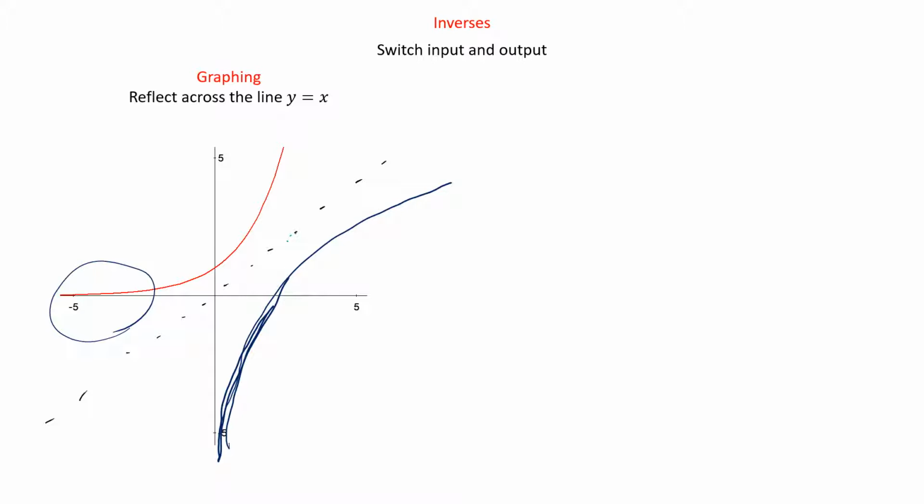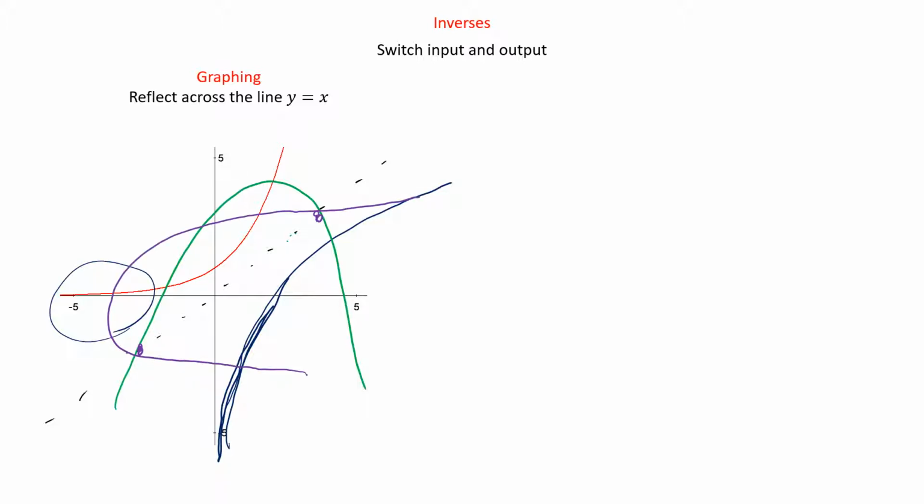So if we had a different graph that went, let's say like that, the inverse of that, we're going to hit this point, we're going to hit this point, and it's going to look kind of like that. So anyway, you're reflecting across the line y equals x. A little bit of practice on that does help, and so we'll have some of that.